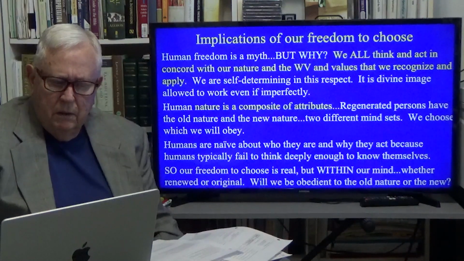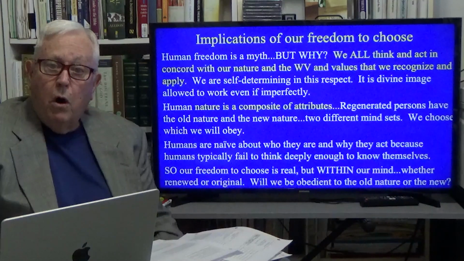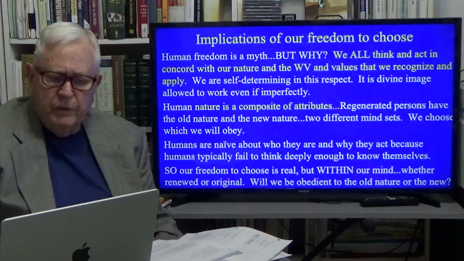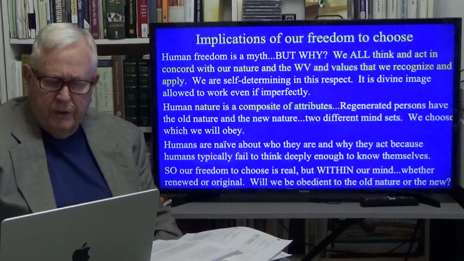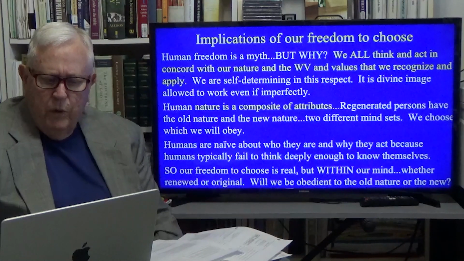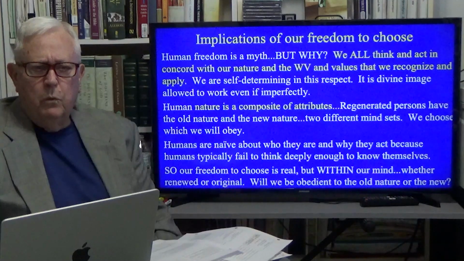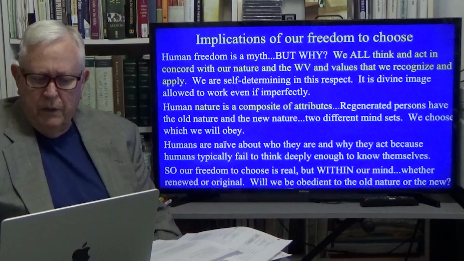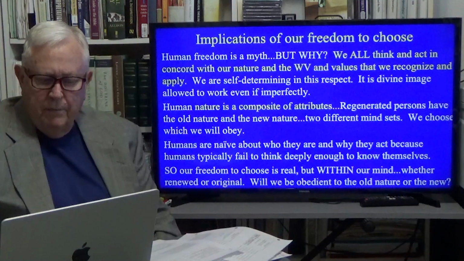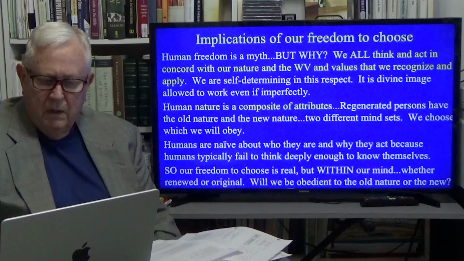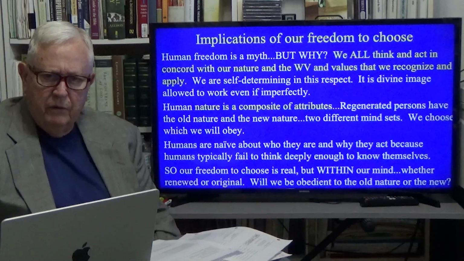We are, by definition, wronged. And therefore, we need to be changed. We need to be transformed so we can move in good directions, make good decisions. We are self-determining in this respect. We're self-determining whether we're applying the old nature or the new nature. And hopefully, we'll be self-determining with the new nature and the good things. It is divine image allowed to work in us, even if imperfectly. So human freedom is a very interesting category.